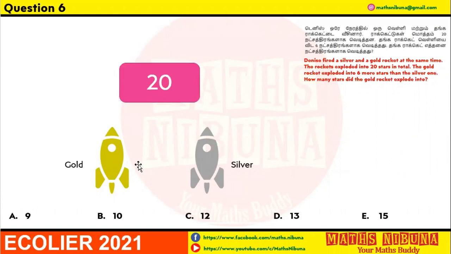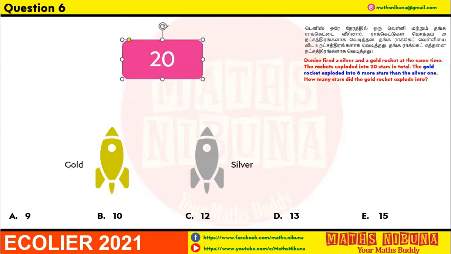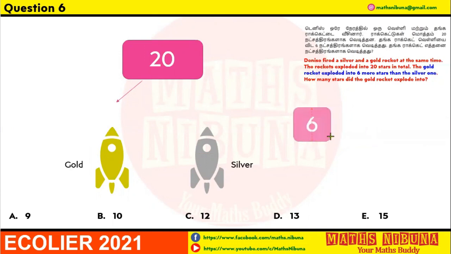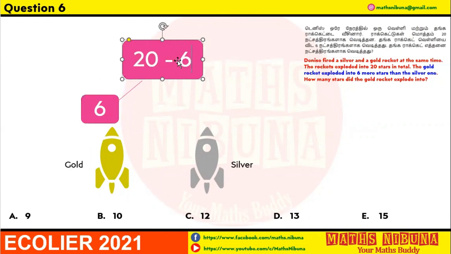But the statement said the gold rocket exploded into 6 more than silver. That means gold must be plus 6. So when gold is plus 6, first you give 6 to your gold. I already give 6 here. Then what is the balance? 20 minus 6, which is equal to 14. So now we have 14.